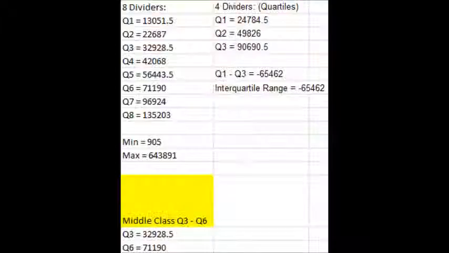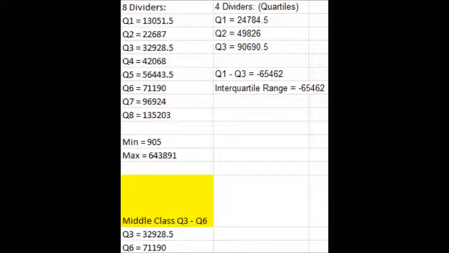Now here is my colleague, Test Subject 2, to talk to you about the conclusion that we drew from all this data. In conclusion, we found that mathematically, the middle class is between $32,928.5 and $71,190. This means that anything below this range is considered lower class. Anything above this range is considered upper class.